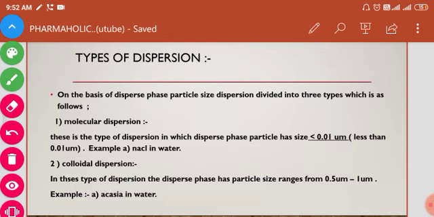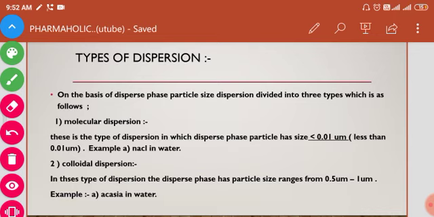Molecular dispersion is such a type of dispersion system in which the dispersed phase particle has a size less than 0.01 micrometer. Molecular dispersion has dispersed phase particles of size less than 0.01 micrometer. An example of molecular dispersion is NaCl in water.